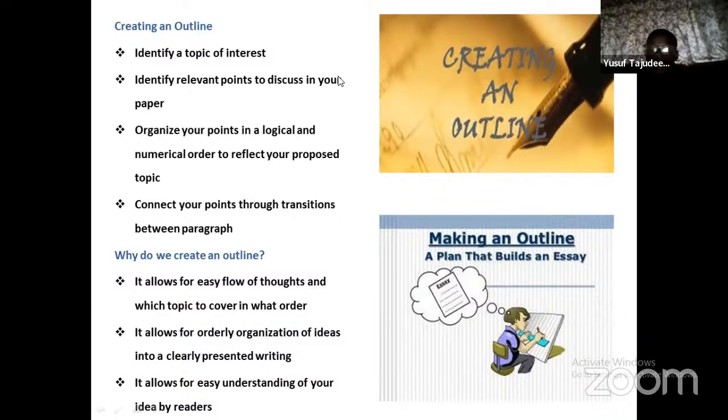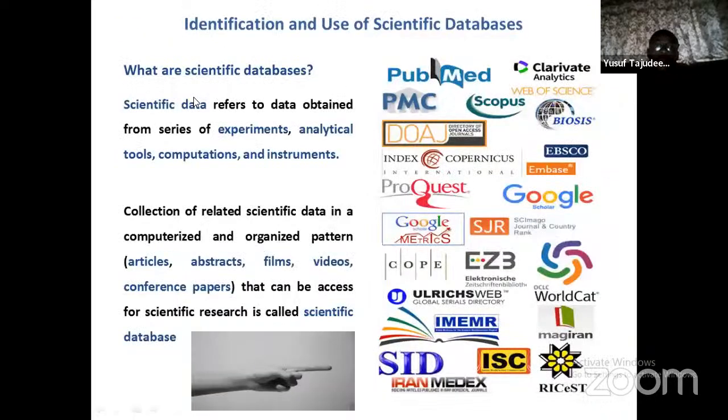So now, why do we create an outline? It allows for easy flow of thoughts and which topic to cover in what order. It also allows for easy understanding of your ideas by readers. So moving forward, the next thing to learn is identification and use of scientific databases.